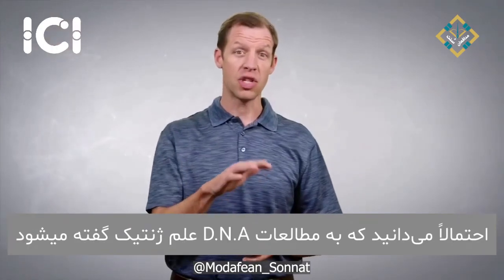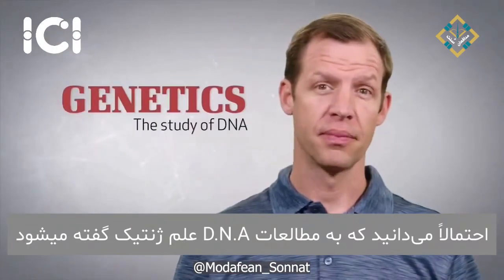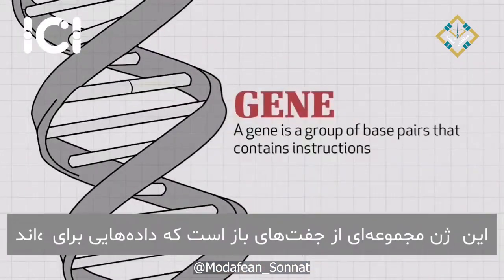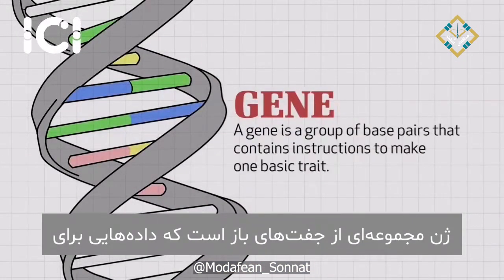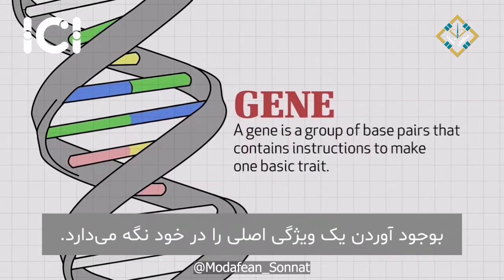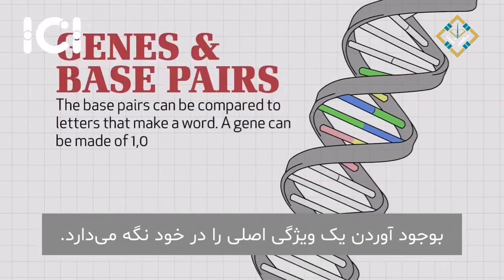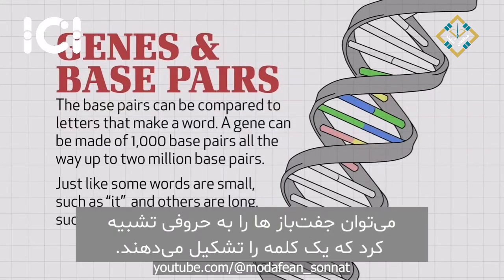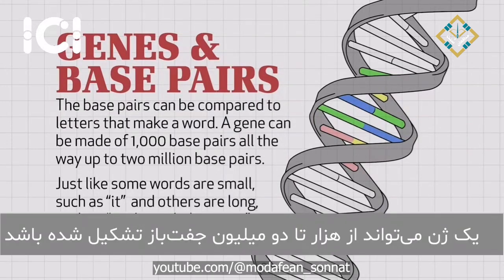You may know that the study of DNA is called genetics. It's named after a DNA feature known as a gene. A gene is a group of base pairs that contain instructions to make one basic trait. It can be compared to a word. The base pairs can be compared to letters that make up the word. A gene can be made up of 1,000 base pairs, all the way up to 2 million base pairs.